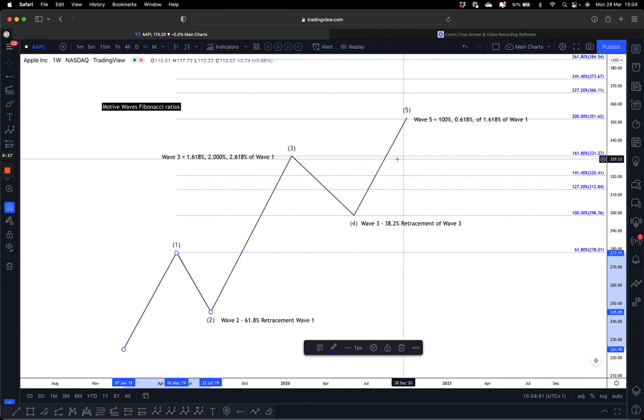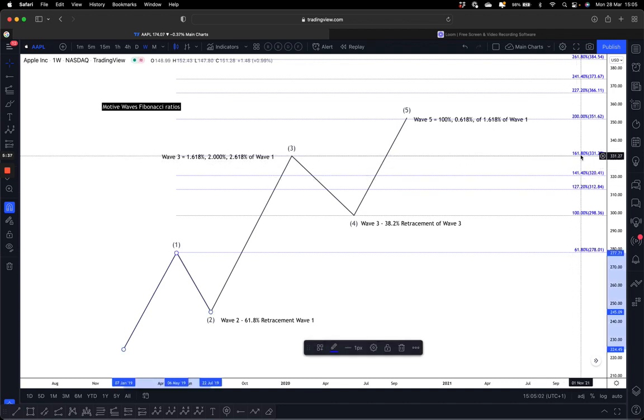1.618. It can also go up to 200%, and it can also go up to 2.618 as well. It just depends on the nature of the market, how much depth it wants to go. But the most realistic target that we aim at is 1.618.